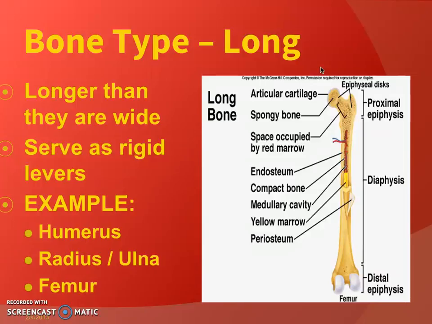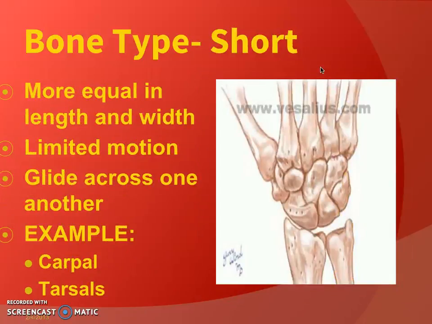Our examples are the humerus, the radius, ulna, and femur. Does anybody know where the humerus is? Your upper arm is the humerus. What about the radius and the ulna? They're your forearms, your lower arms. And what about our femur? Your thigh. It's your thigh bone. We're going to hit those more again later.